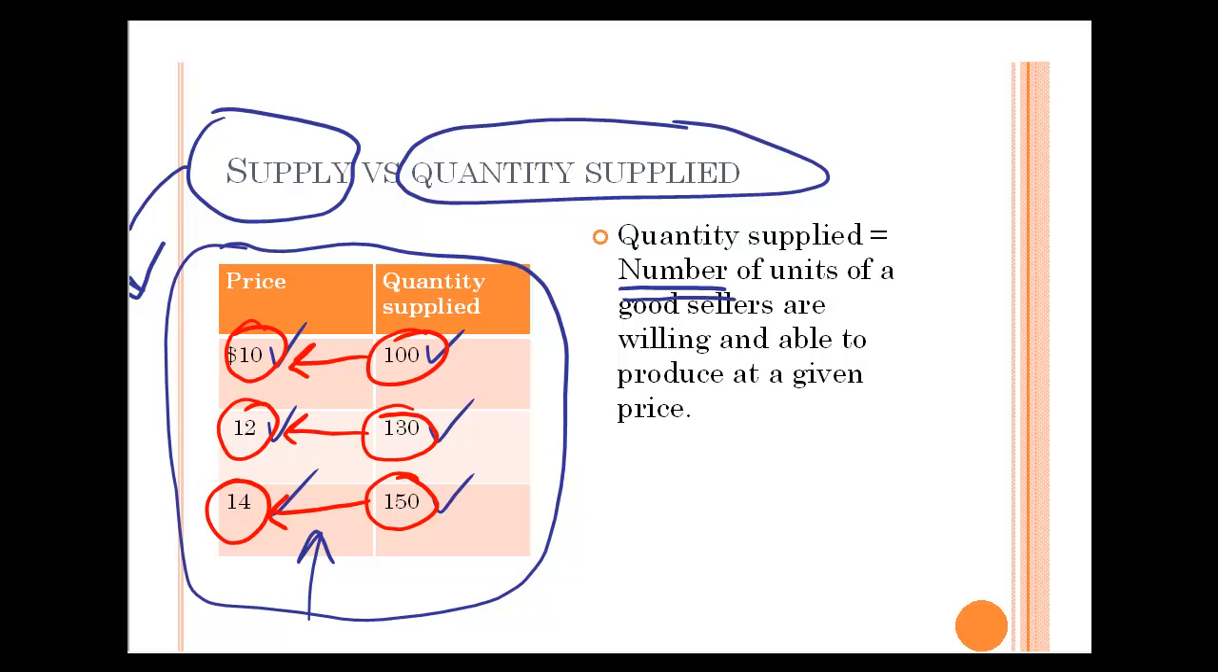All right. So again, supply refers to different quantities at different prices. But quantity supplied is just a specific number of units of a good that sellers are willing and able to produce at a given price.